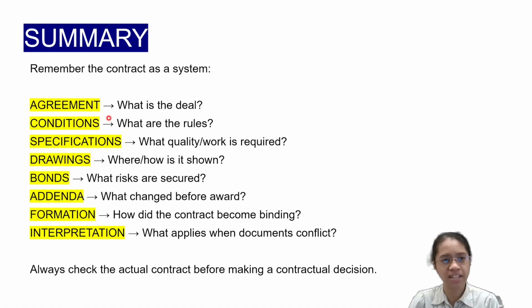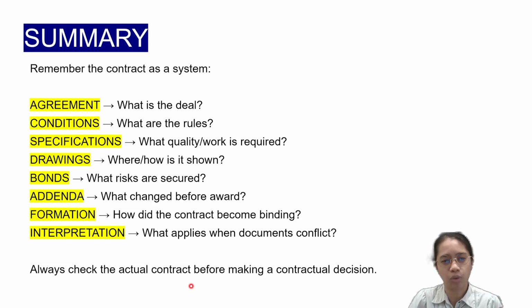To summarize, remember the contract as a system. The agreement: what is the deal? What are the details? Conditions, whether general or special: what are the rules? Specifications: what quality or work is required. Drawings: where or how it is shown. Bonds: what risks are secured. Addenda: what changed before award. Formation: how did the contract become binding? And interpretation: what applies when documents conflict.